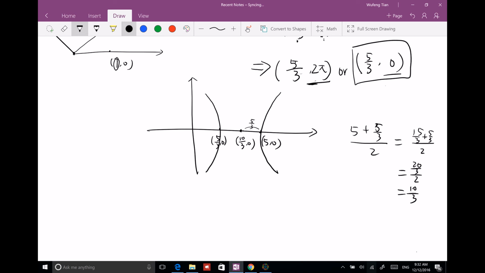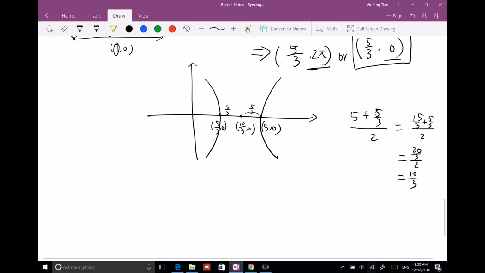You can do more work based on this. It depends on what the problem asks you. If it asks you to sketch a graph, that will be enough. If it asks what is A, what is C, you can continue more work based on this picture. You can tell this is the center. From this center to this one is 5 over 3, and to this one is 5 over 3.